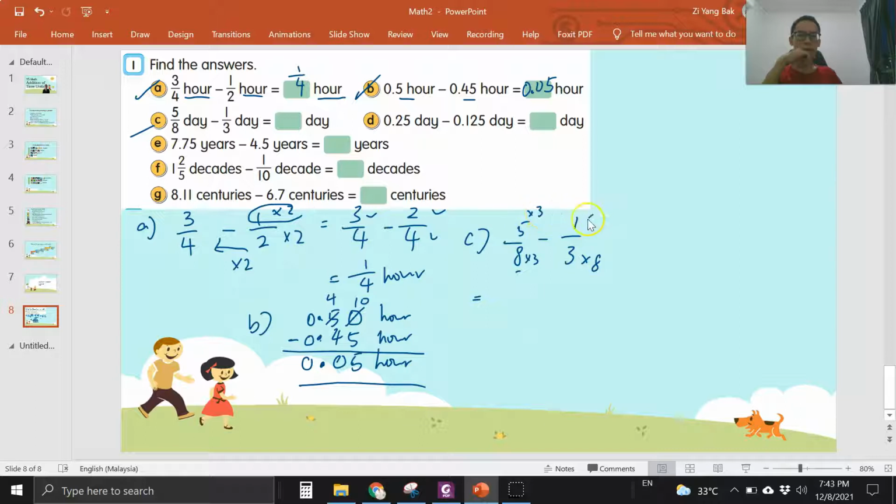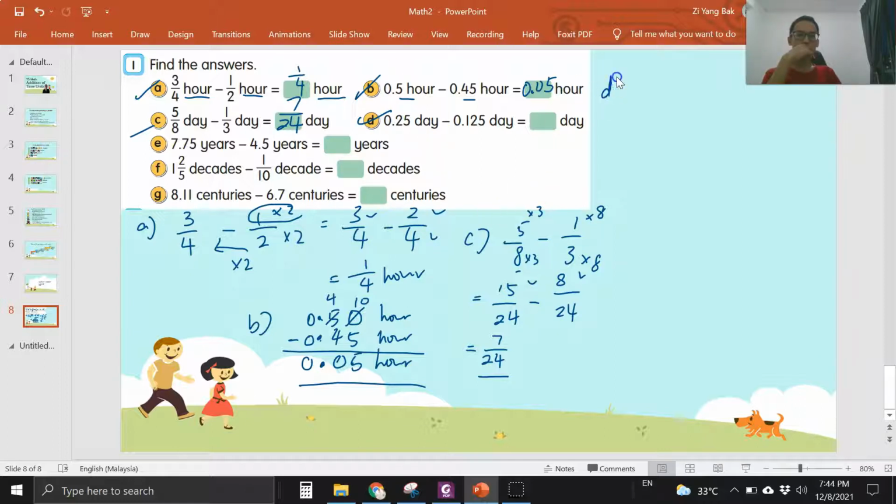Bottom times 3, top times 3. Bottom times 8, the top times 8. So 8 times 3 is 24. 5 times 3 is 15, minus 3 times 8 is 24. 1 times 8 is 8. 15 minus 8 is 7. The bottom is 24. Can we simplify this? I don't think so. So this is 7 over 24 day.